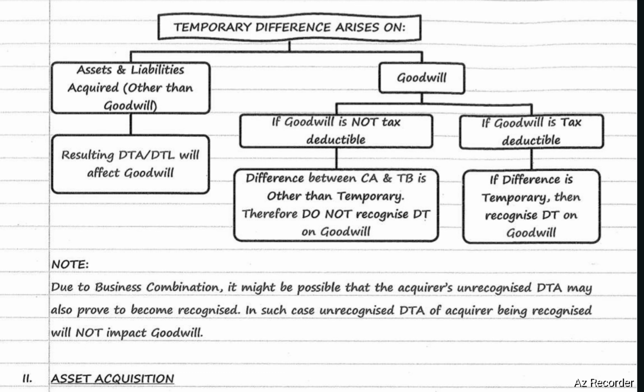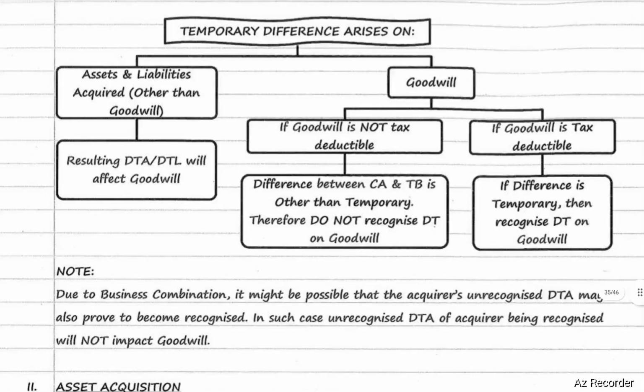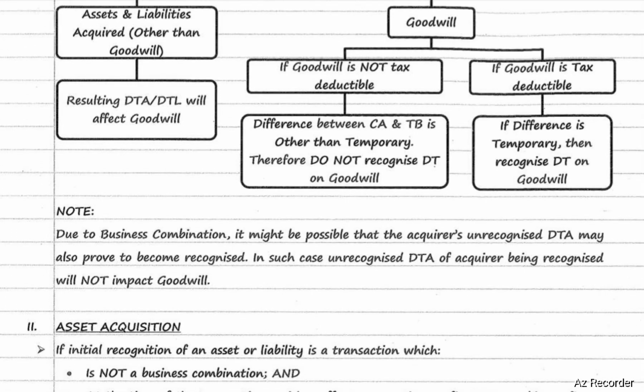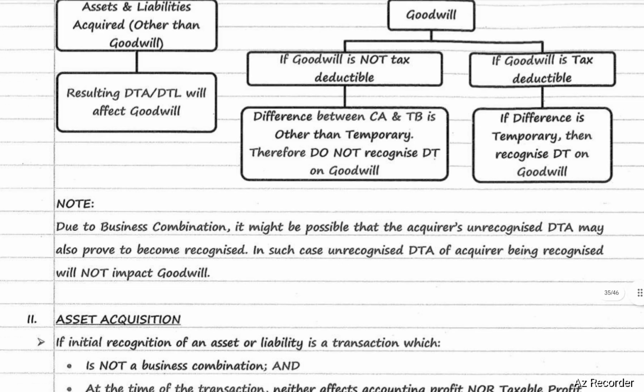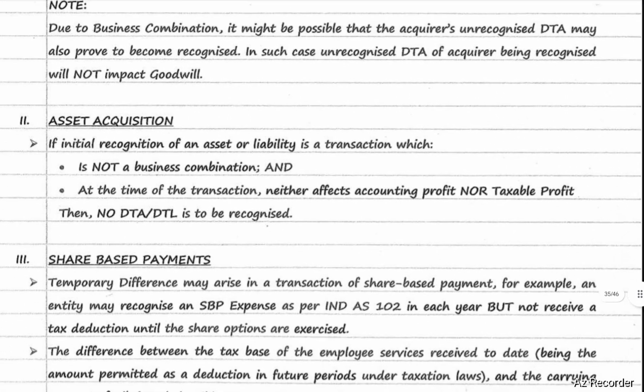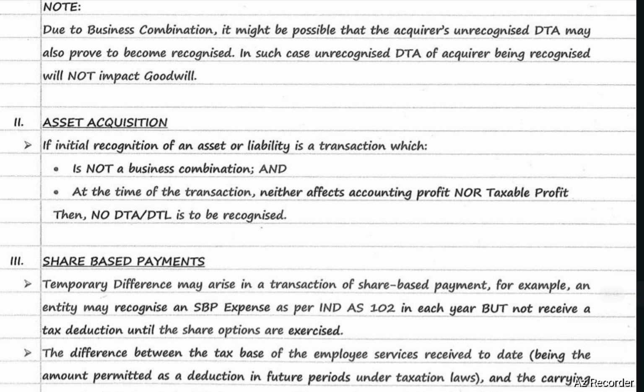Due to a business combination, it might be possible that the acquirer's unrecognized DTA may become recognizable. In such a case, the acquirer's unrecognized DTA being recognized will not impact goodwill. Asset acquisition. If the initial recognition of an asset or liability is in a transaction which is not a business combination, and at the time of the transaction, it affects neither accounting profit nor taxable profit, then no DTA or DTL is to be recognized.